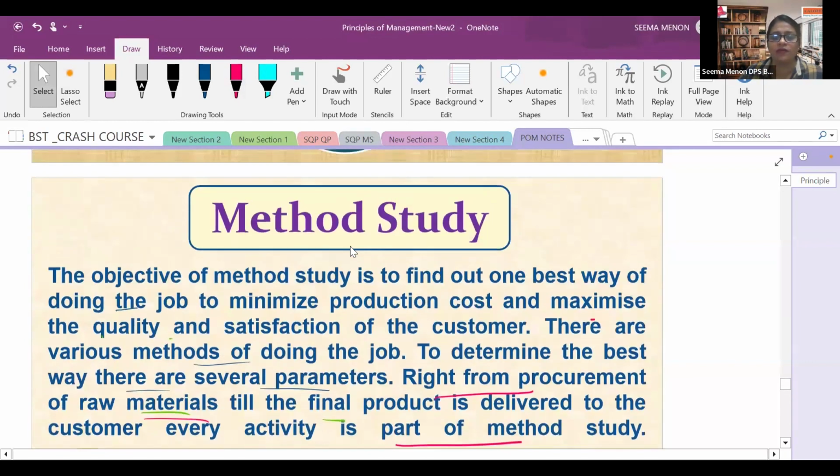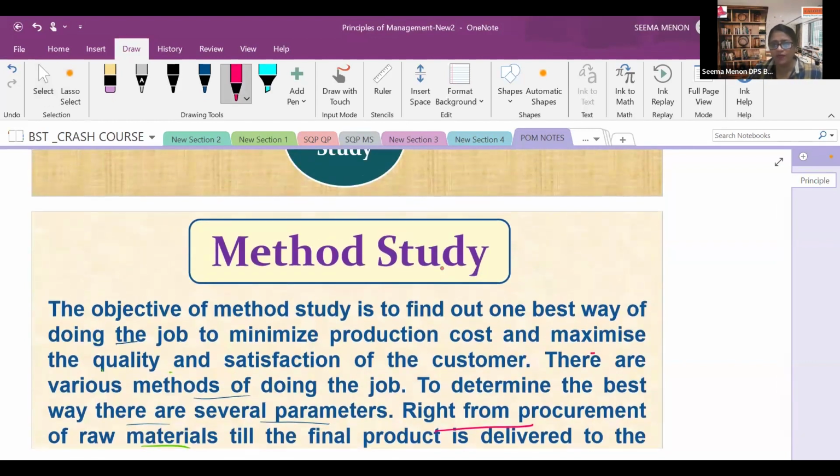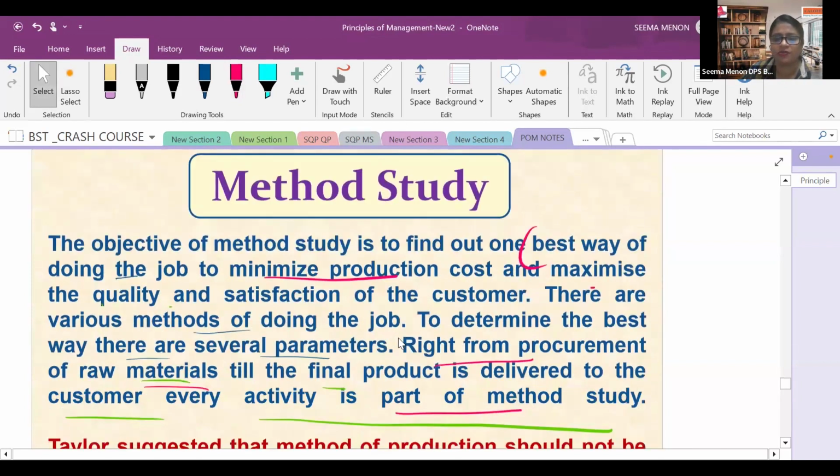So I hope you are clear that method study means the best way of doing the job in short. And through that, we should get the minimum cost of production and maximum quality with customer satisfaction.